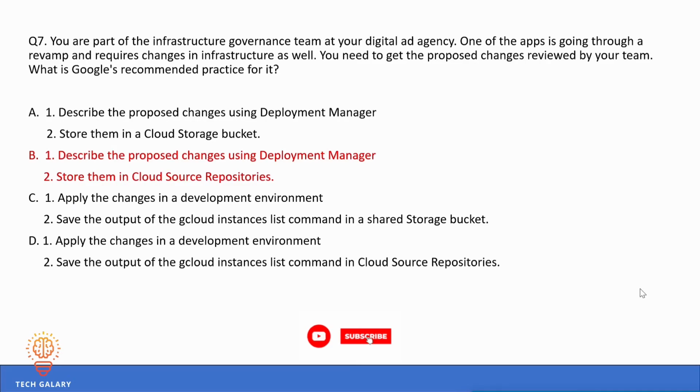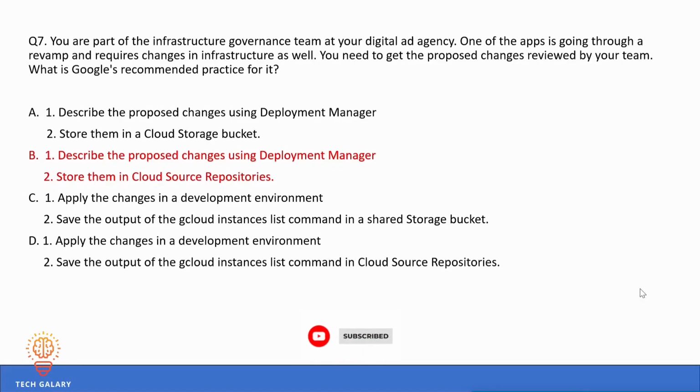Now let's take a look at each of these options. Here option E is incorrect because while using deployment manager templates to describe the proposed changes is a good practice, storing them in a cloud storage bucket is not the recommended approach. Cloud storage is primarily designed for storing and accessing files and objects, but it is not the ideal solution for managing infrastructure configuration files like deployment manager templates. So this option is not the correct one.